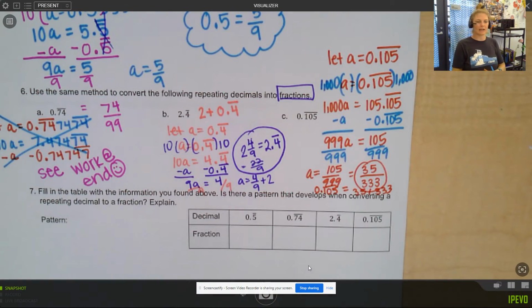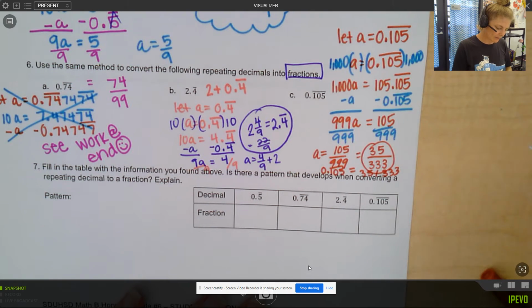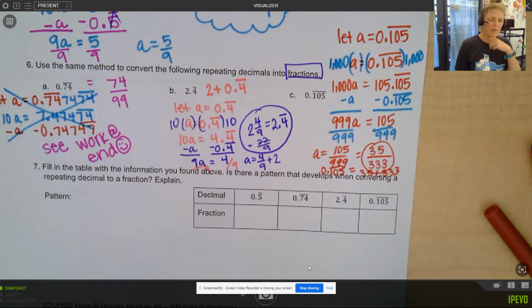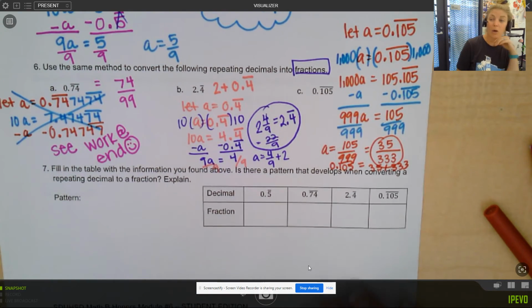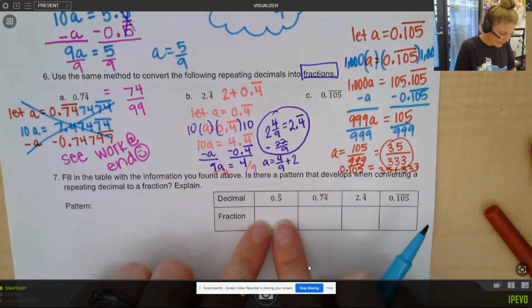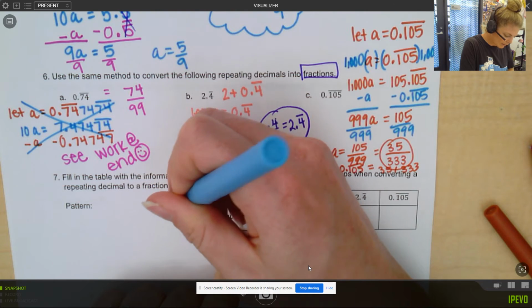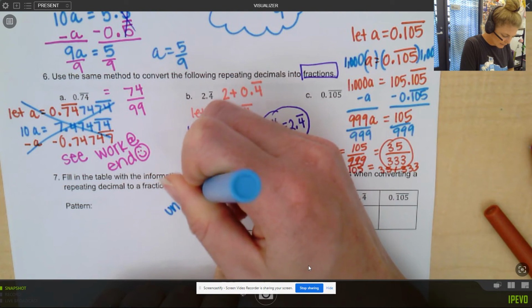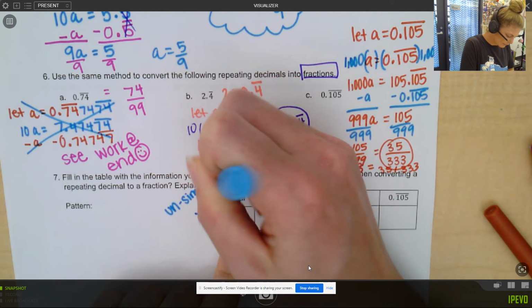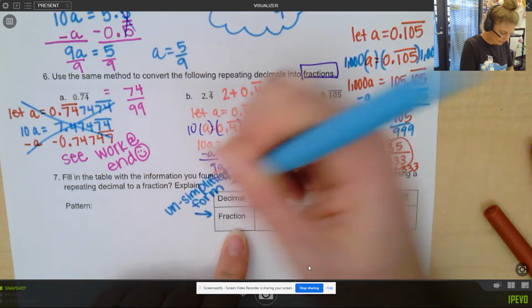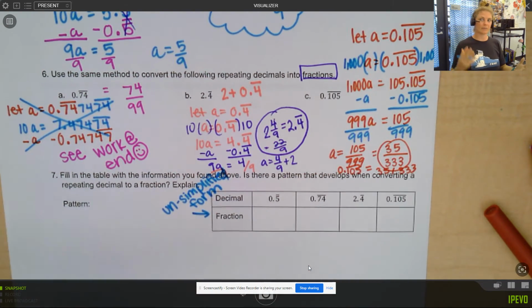Okay, so let's take a look at the next one. It says, fill in the table with the information we found above. Is there a pattern that develops when converting a repeating decimal into a fraction? Oh, let's look for this pattern. Okay, so 0.5, and when we put this fraction in, we're going to put it in unsimplified form, because we really want to look for this pattern. That's going to be the way we see it the easiest.